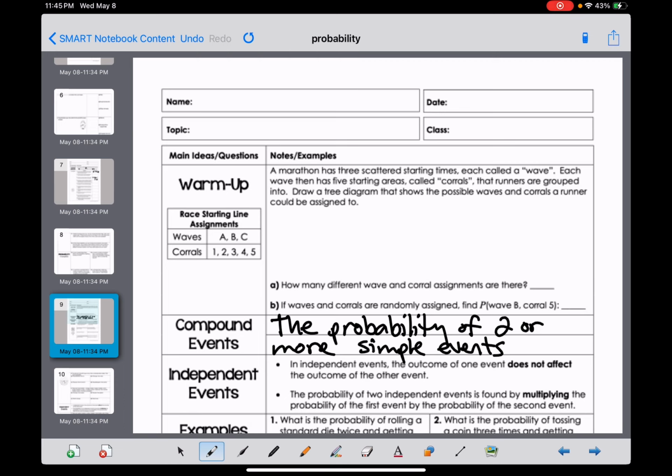For independent events, this is where nothing is going to impact them. Like you're spinning a spinner and rolling a die, or spinning 2 spinners, or rolling 2 dice. There is nothing that can happen that would remove one of your possible options. So you don't have to do anything special when finding that probability other than just multiplying your fractions. For example, let me erase this and move this up.